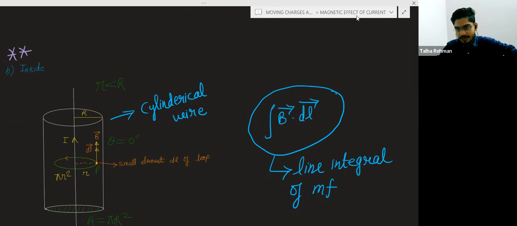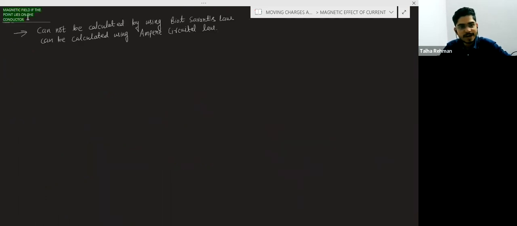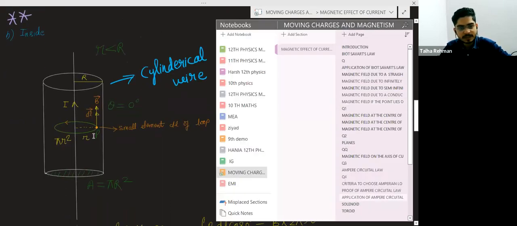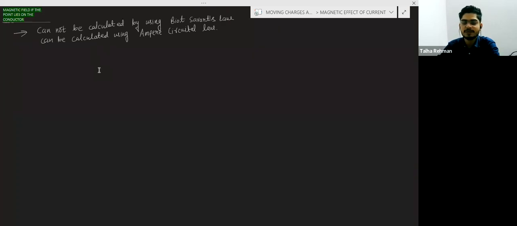Now here is a point I have written. See this point: magnetic field if the point lies on the conductor. You can see this is the point lying on the conductor. With the help of Biot-Savart law, we cannot calculate when the point lies on the wire. So here I have written that it cannot be calculated using Biot-Savart law, but can be calculated using Ampere's circuital law. So this was that point.